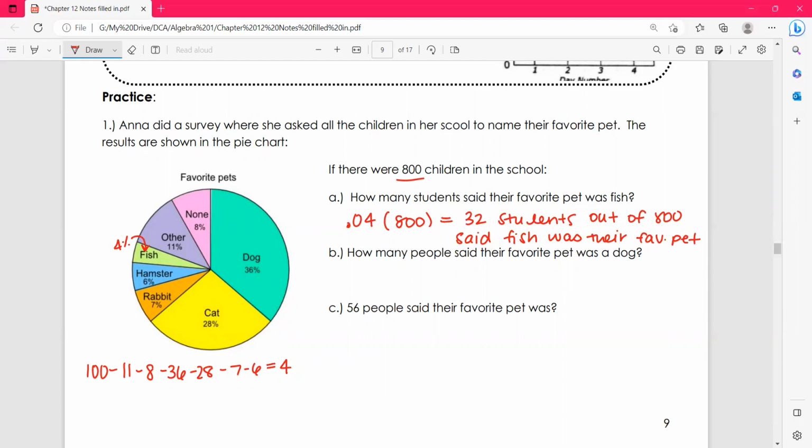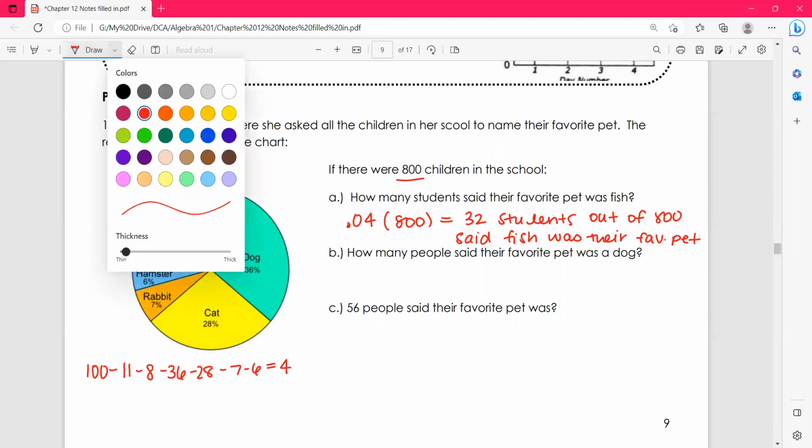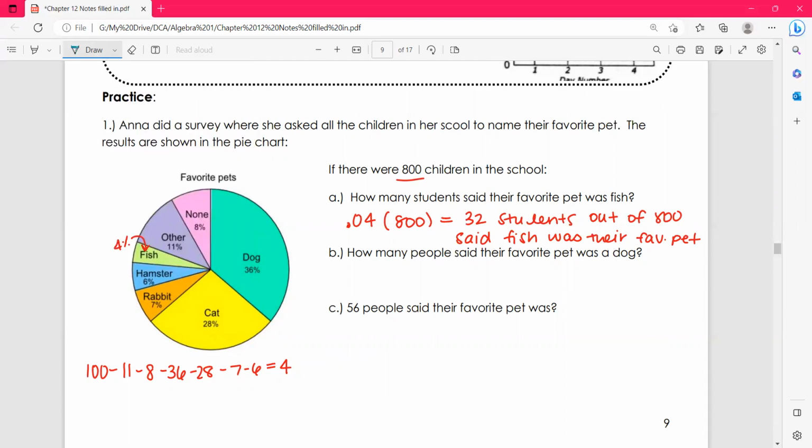How many people said their favorite pet was a dog? Well, hopefully everybody, because we all love dogs. We've got 36% for dogs. So I'm going to take that percent, turn it into a decimal, multiply it by the total, and we get 288 people said dog was their favorite.